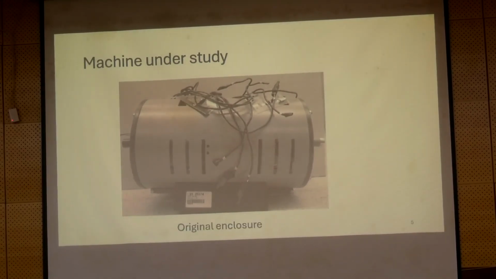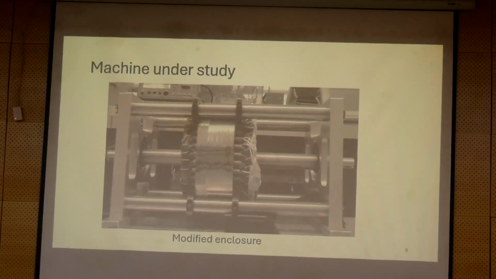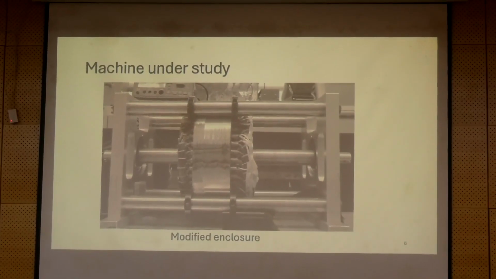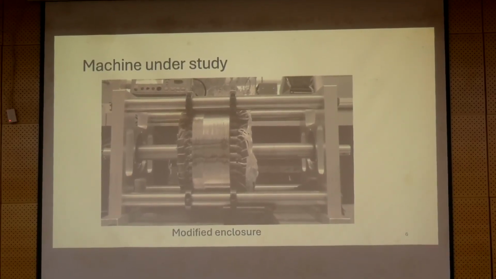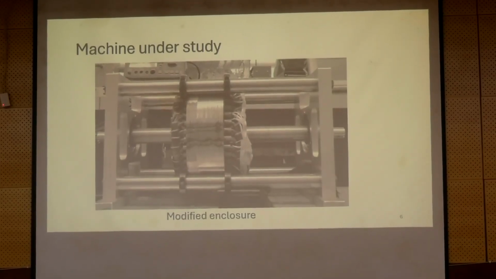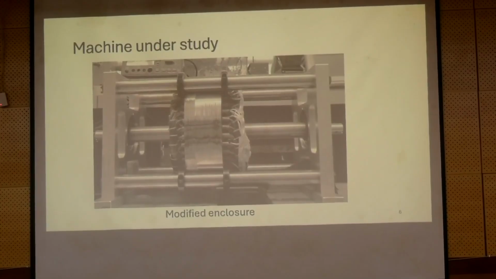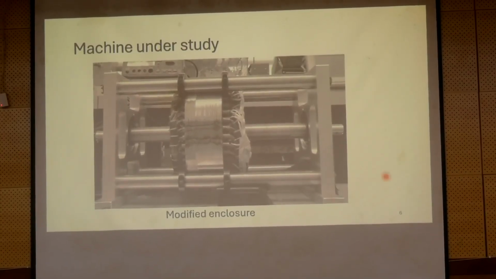So this is the original enclosure. What we did was we took it to a machine shop and we ripped apart the original enclosure, and we replaced it with a modified enclosure as shown here. So these are end plates. I hope you can see the end plates now. This is one, this is another. And then there are 4 bars which house the stator in place.